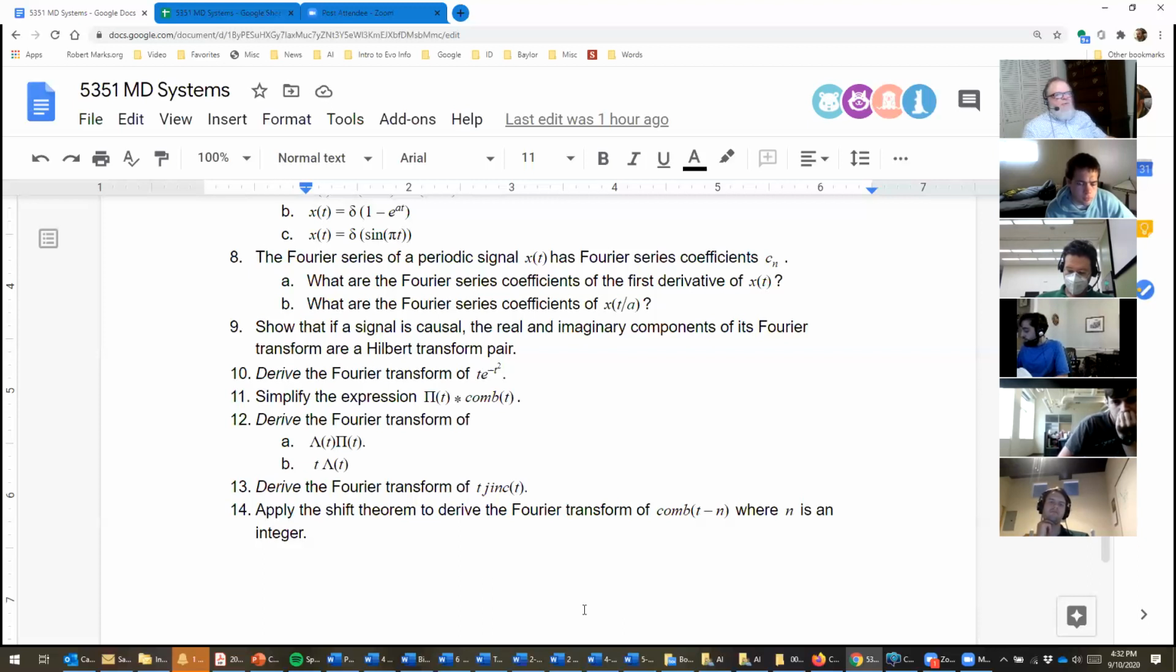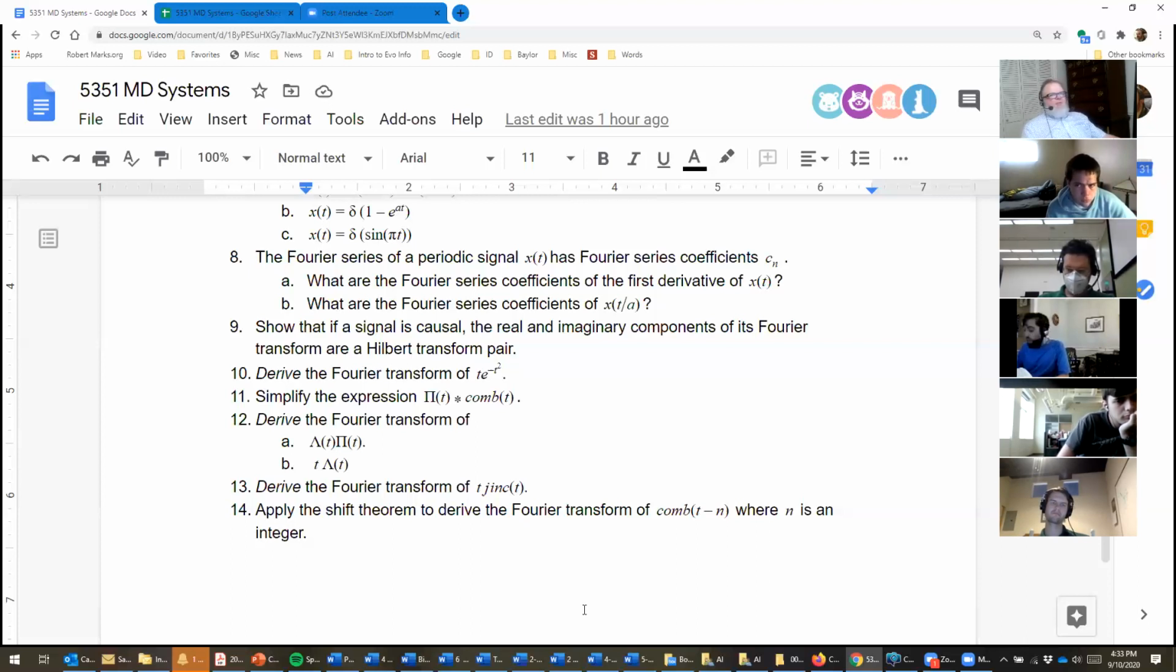Same thing with 13, right? What's the Fourier transform of the jinc? The Fourier transform of the jinc is that circle, half circle. And if we were to differentiate that half circle in the frequency domain, that would be corresponding to multiplying by t in the time domain, or minus j2 pi t.